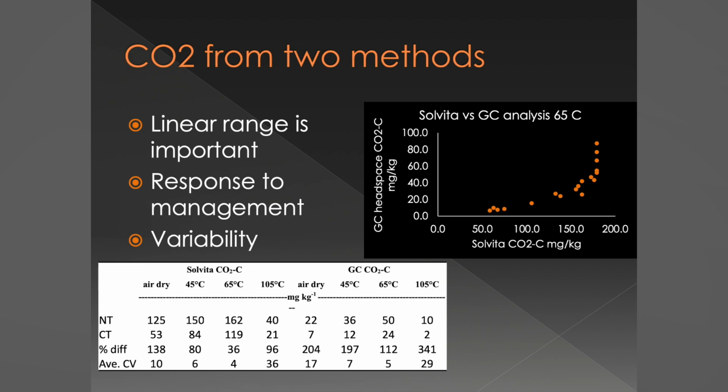crash at 105 degrees. And so you're increasing that CO2 emission for both methods, and then the difference between the conventional till and the not tilled treatments decreases, right? So when it's air dried, you have a much larger difference between 125 versus 50, and then when you get up here to higher temperatures, you get 162 versus 119. That is the effect of that saturation that is occurring right here, because he's getting more and more numbers that are 180. And then here our numbers are smaller, but you have 50 versus 24, so you got 112% difference.